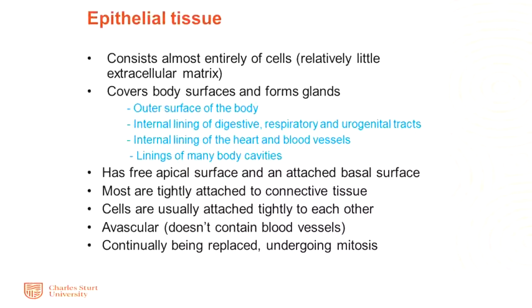And these tissues are continuously being replaced. So they're undergoing cell division via mitosis. So for example, in the digestive tract, that lining gets replaced over and over. And this is important because these cells are constantly exposed to chemicals. Same thing about the outer surface of the skin is continuously exposed to ultraviolet light.